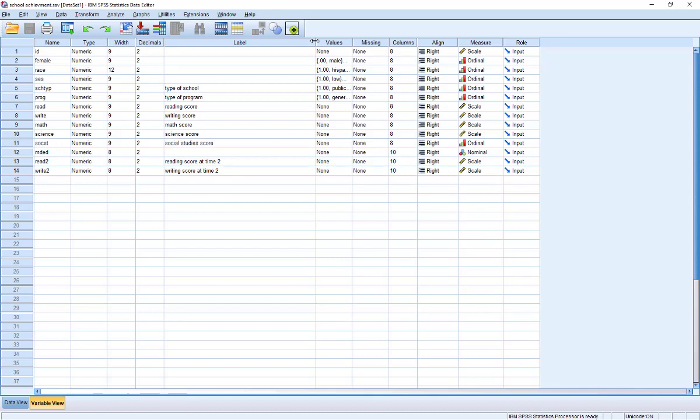And I've also added here two scores, which I just created for ease of making a point here, which I'm calling reading and writing scores at time 2. And again, completely fictionalized scores, but I wanted to be able to make some demonstrations.